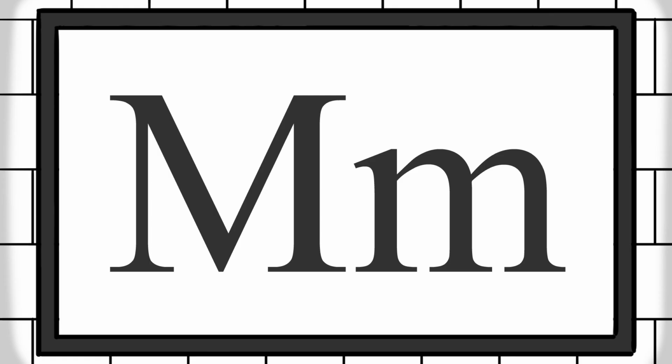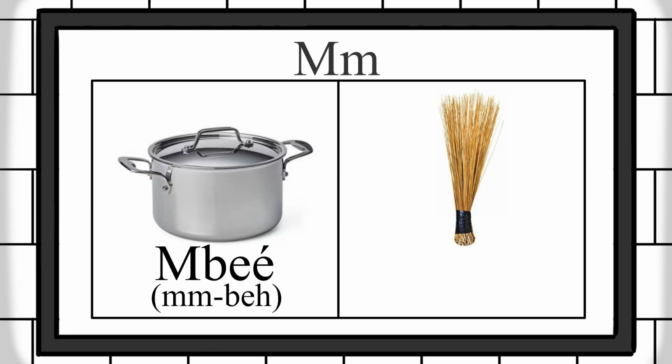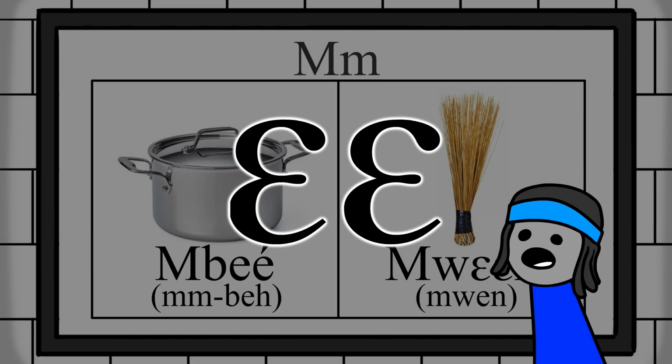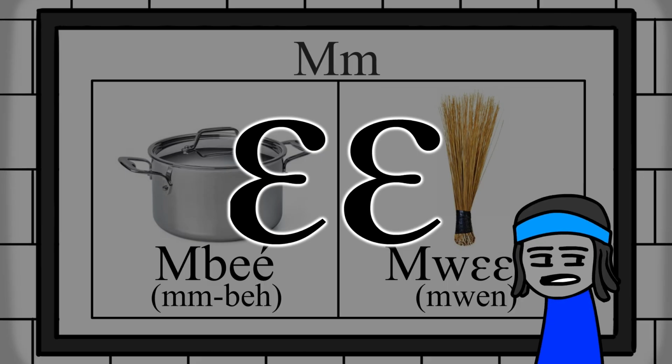And then there's M, featuring a pot and a broom from Cameroon. The first of which is pronounced mbe, mbe. The second is pronounced mwen, mwen. Those two there make up just one, so it's pronounced eh.